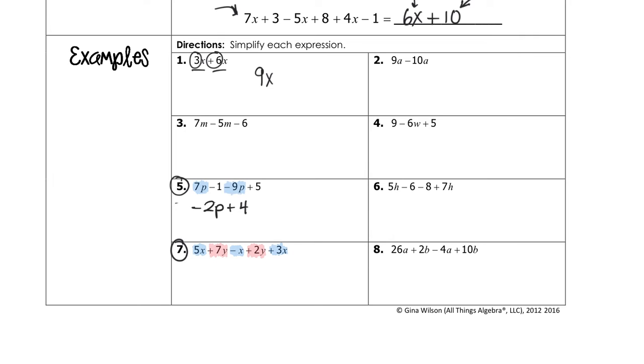Then what I can do is the math with the coefficients in blue. The coefficients in blue are 5 minus 1 plus 3, and 5 minus 1 plus 3 is 7, so this is 7x. Then I can do the math with the coefficients in red, because those are the y's, and that is a positive 7 plus 2, which is a positive 9y. So the final answer to this one is 7x plus 9y.